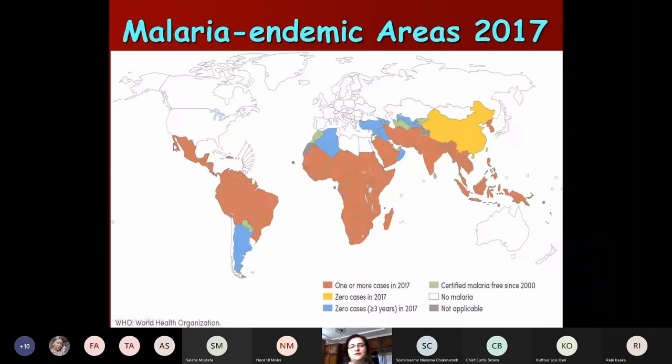Here you can see the malaria endemic areas, and as a rule, a so-called malarial belt is present on our planet. What you see is the tropical regions involved in this process. And here you can see the cases and maybe the zero cases from the 17th.